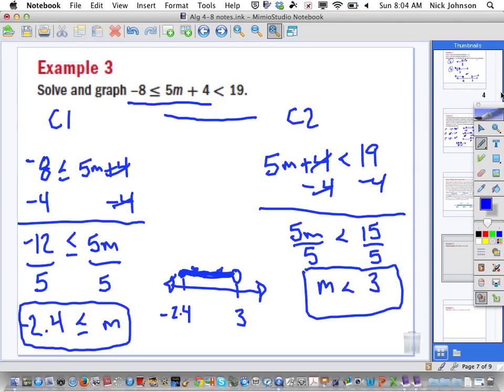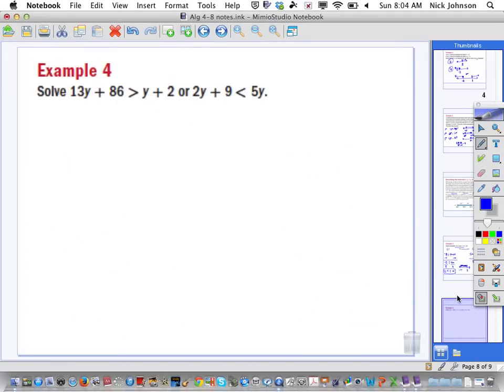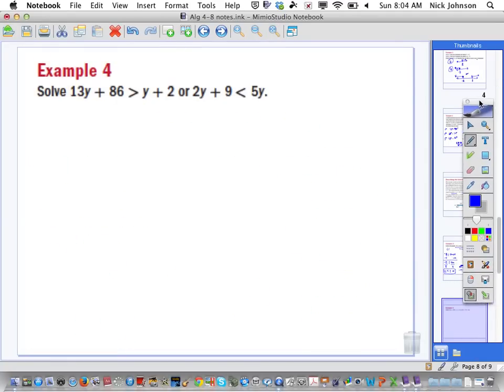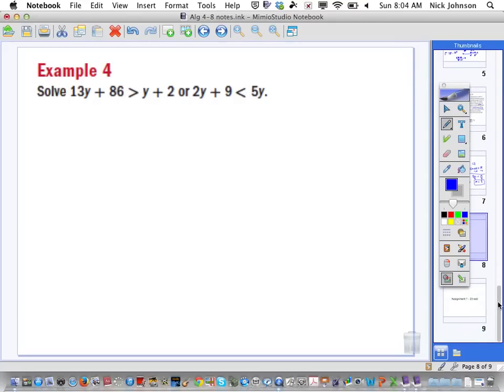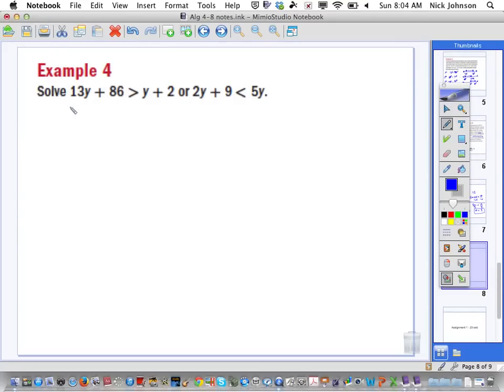Okay? Moving on. Same type of process here. Example 4. When they use the OR, what's great about that is you already see the two problems.